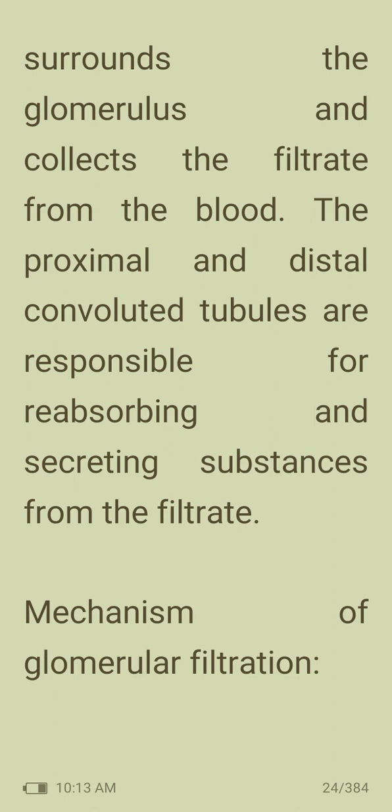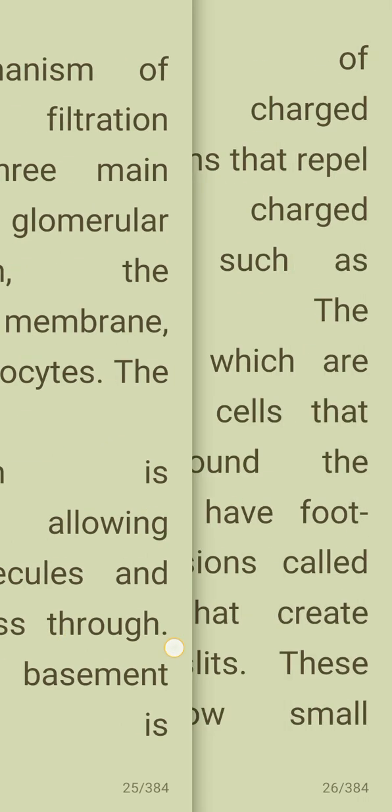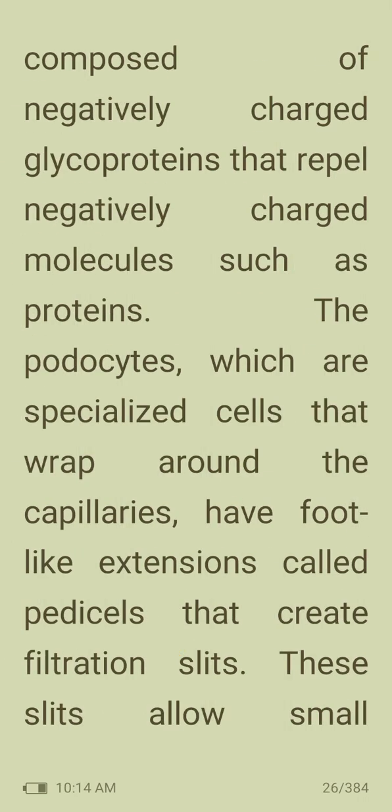Next, mechanism of glomerular filtration. The mechanism of glomerular filtration involves three main layers: the glomerular endothelium, the basement membrane, and the podocytes. The glomerular endothelium is fenestrated, allowing small molecules and ions to pass through. The basement membrane is composed of negatively charged glycoproteins that repel negatively charged molecules such as proteins.